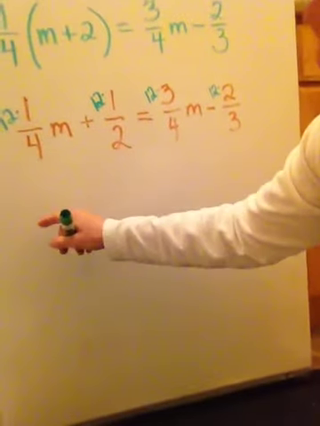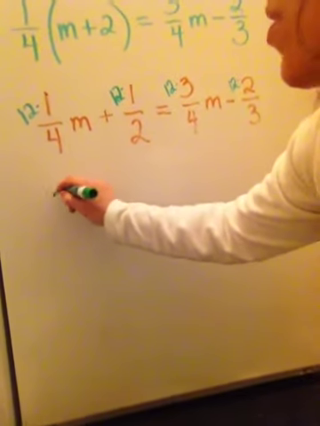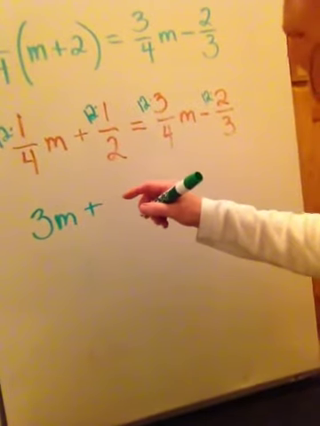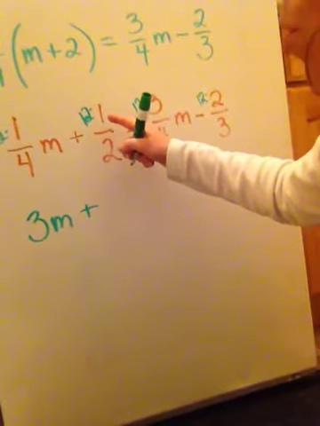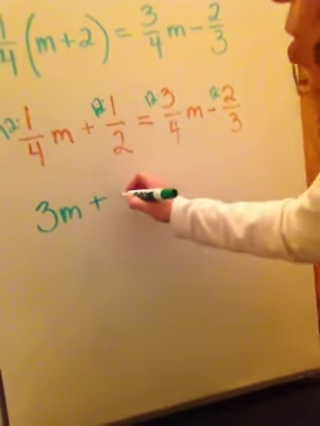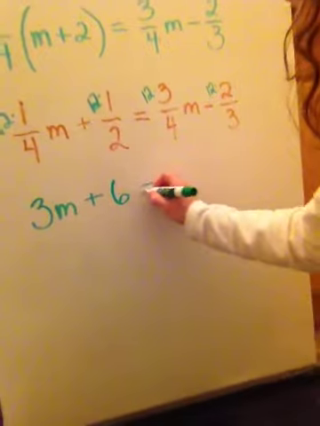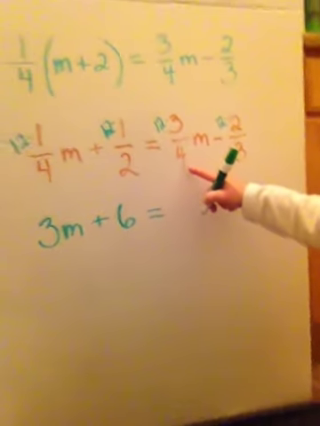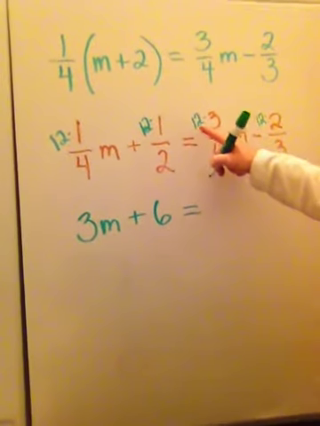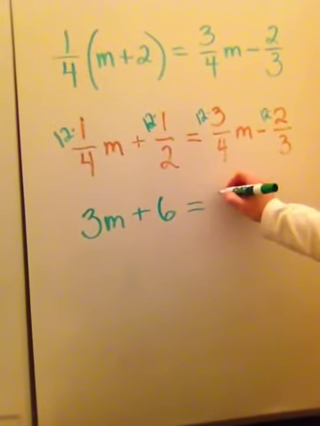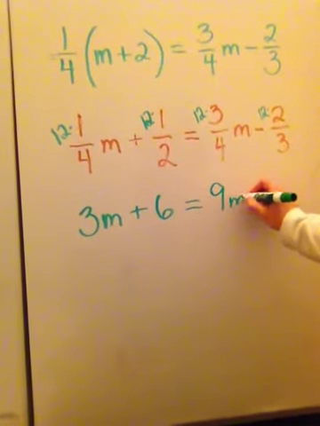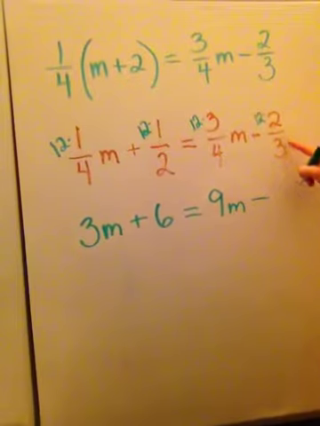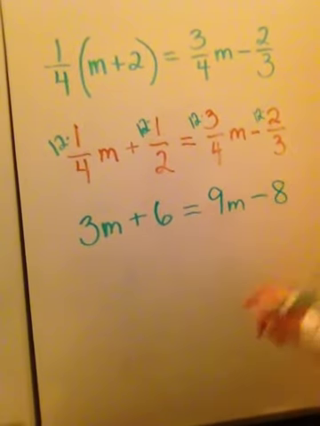So 12 times 1 is 12, over 4 is 3m, plus, I'm going to skip steps on this, so if you get lost, go slow and you can write them down. 12 over 2 is 6, and 12 times 3 is 36, divided by 4 is 9m, minus 12 times 2 is 24, divided by 3 is 8.